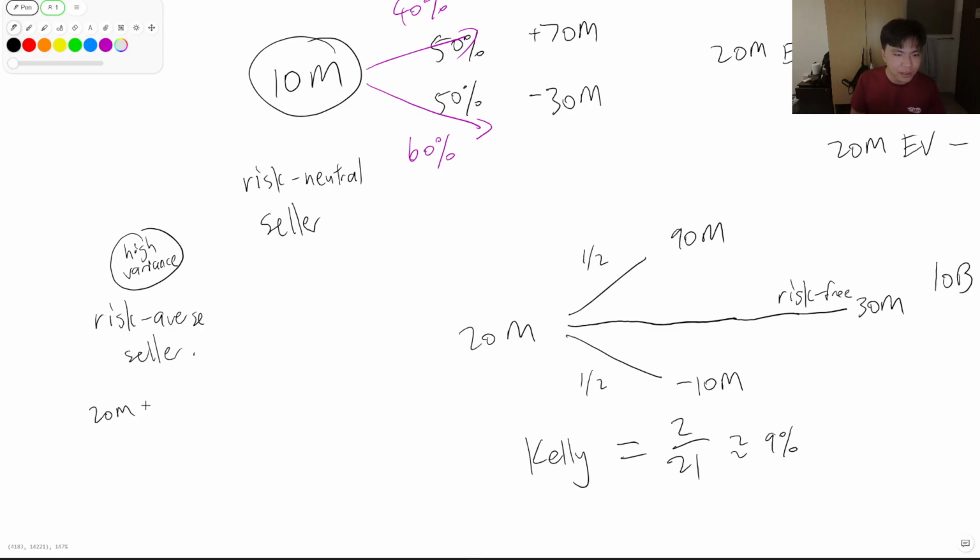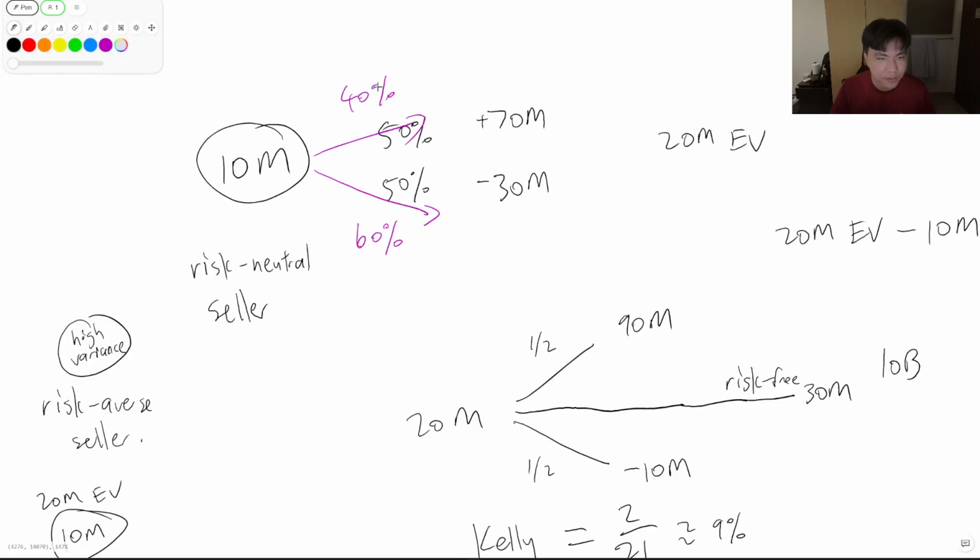So even though it's $20 million in EV, this coin flip, the risk averse seller was willing to sell at $10 million. So this was the transacted price, whereas a risk neutral seller would sell it at $20 million only. So that's where the term risk neutral comes in. It assumes that the seller is risk neutral, is oblivious to the variance. It doesn't care about the variance. And if the risk neutral seller didn't care about the variance, then that will imply a probability of 40% and 60%.